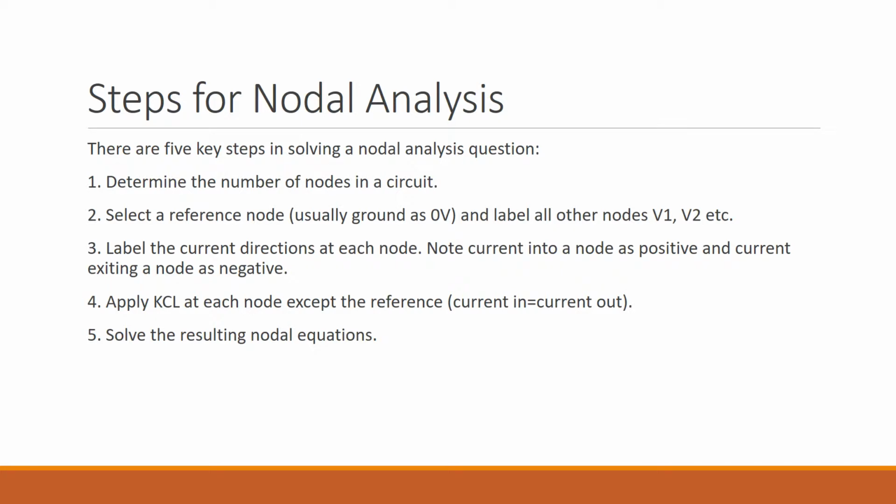There are 5 key steps in solving a nodal analysis question. Firstly, determine the number of nodes in a circuit. Secondly, select a reference node, usually ground, as 0 volts, and label all other nodes V1, V2, and so on. Label the current directions at each node. Note current into a node is positive and current exiting a node is negative. Apply KCL at each node except for the reference node, and then solve the resulting nodal equations.